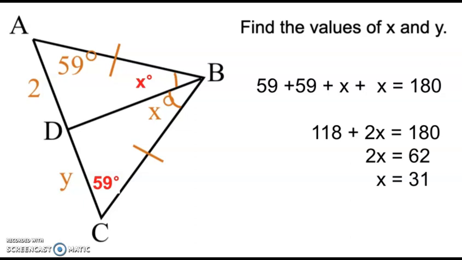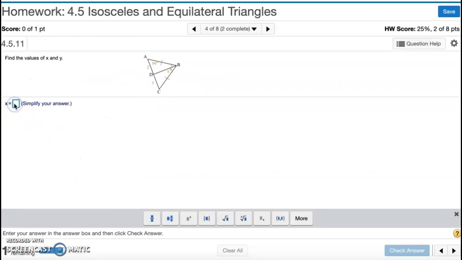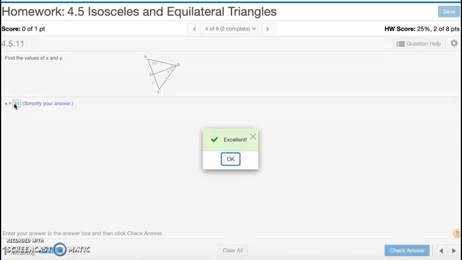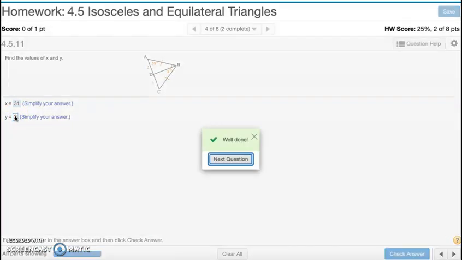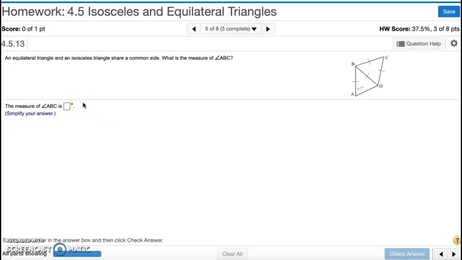So let's type these in. So x is 31, and y is 2. And that is number 4. Number 5. An equilateral triangle and an isosceles triangle share a common side. What is the measure of angle ABC?